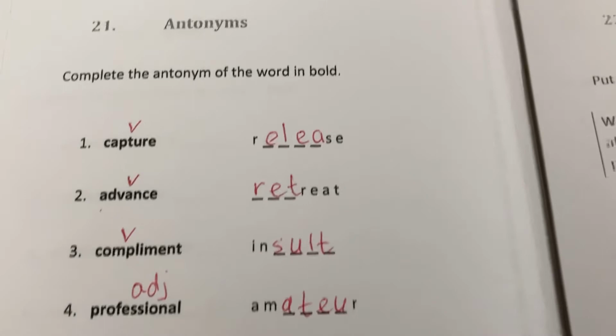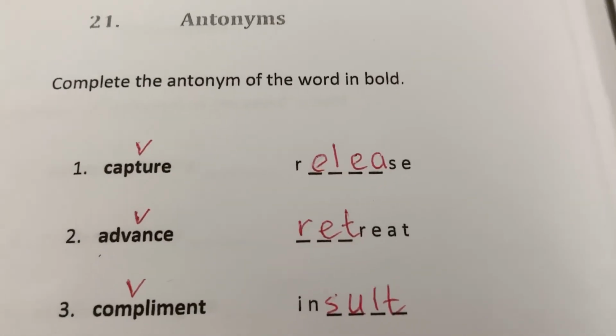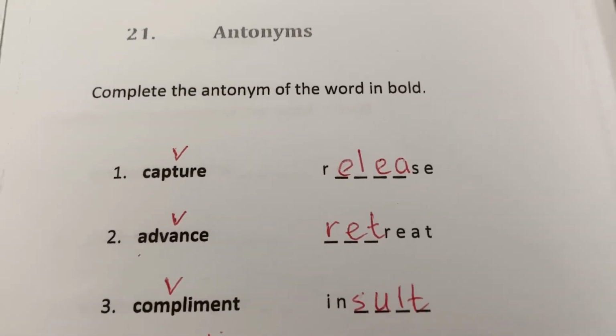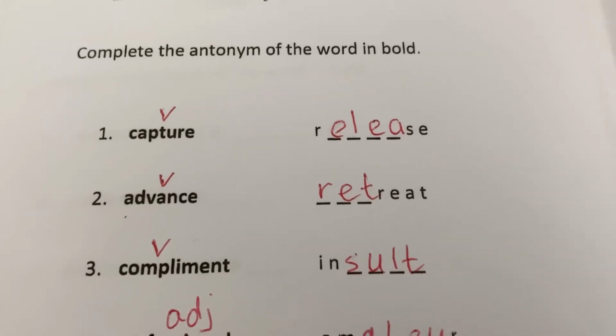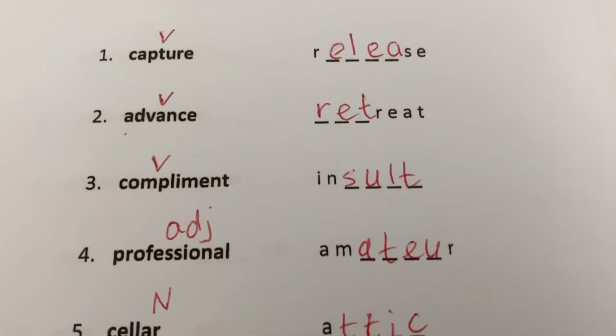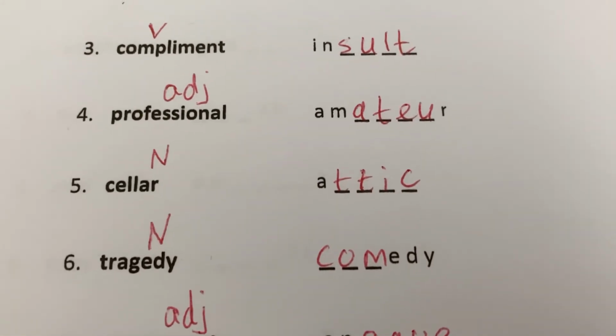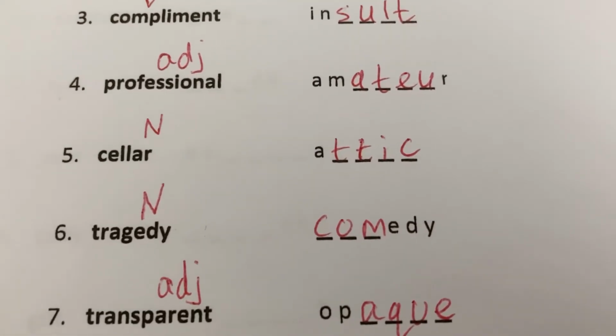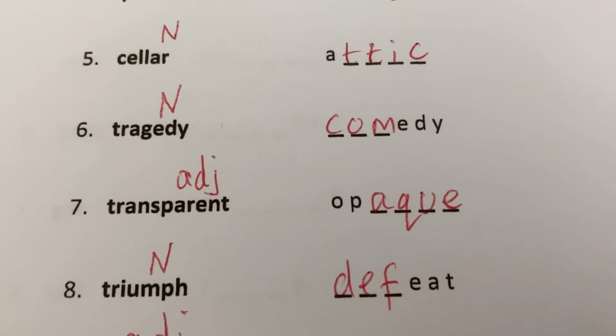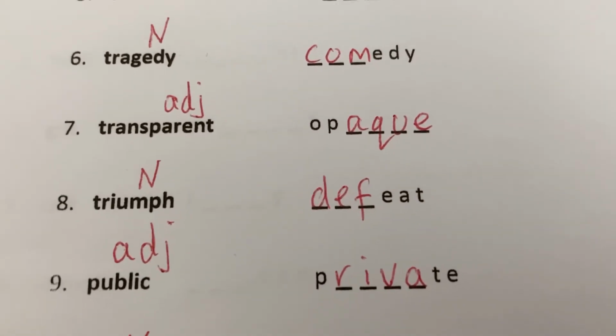Okay, so here are the answers to the questions for the antonyms. Okay, so capture, the opposite of capture is release. The opposite of advance is retreat. The opposite of compliment is insult. The opposite of professional is amateur. The opposite of seller is attic. The opposite of tragedy is comedy. The opposite of transparent is opaque.